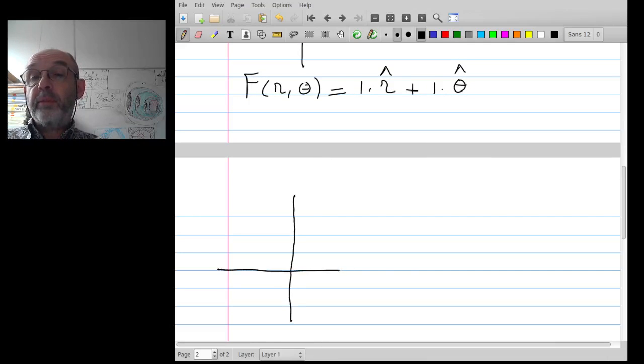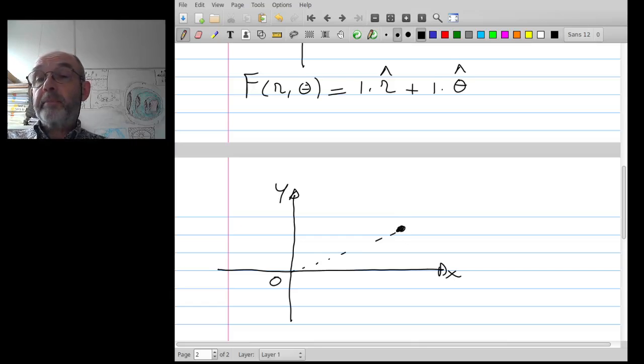Then we have the following: 0, and here I have x and there I have y. Now if I have some point here, from the origin to that point, that is the r direction, and so you make a step 1 in the r direction. In that vector field you see 1 in the r direction, the length of that part, and the theta direction is also 1. And so this vector is your vector field.